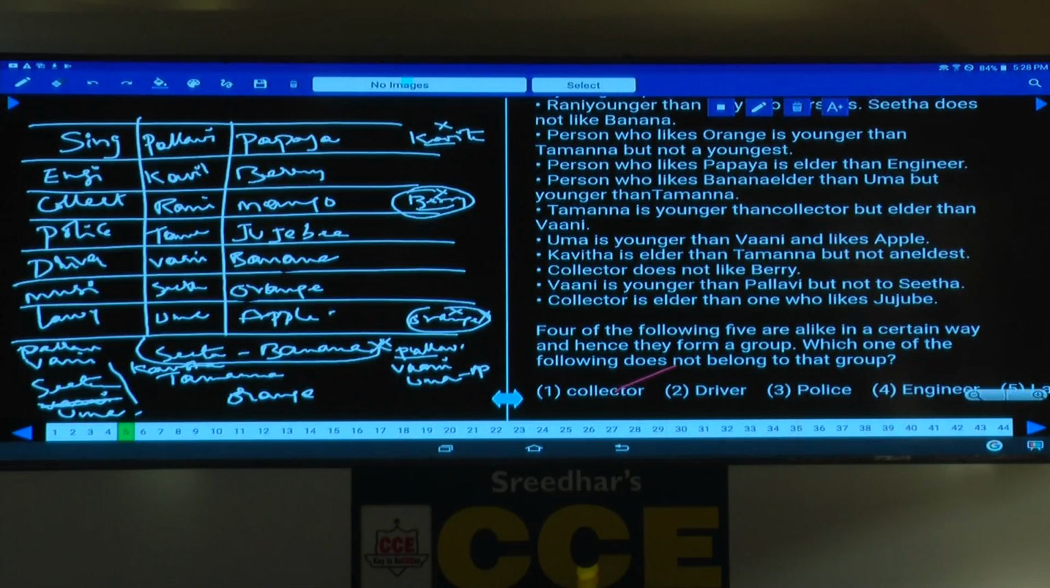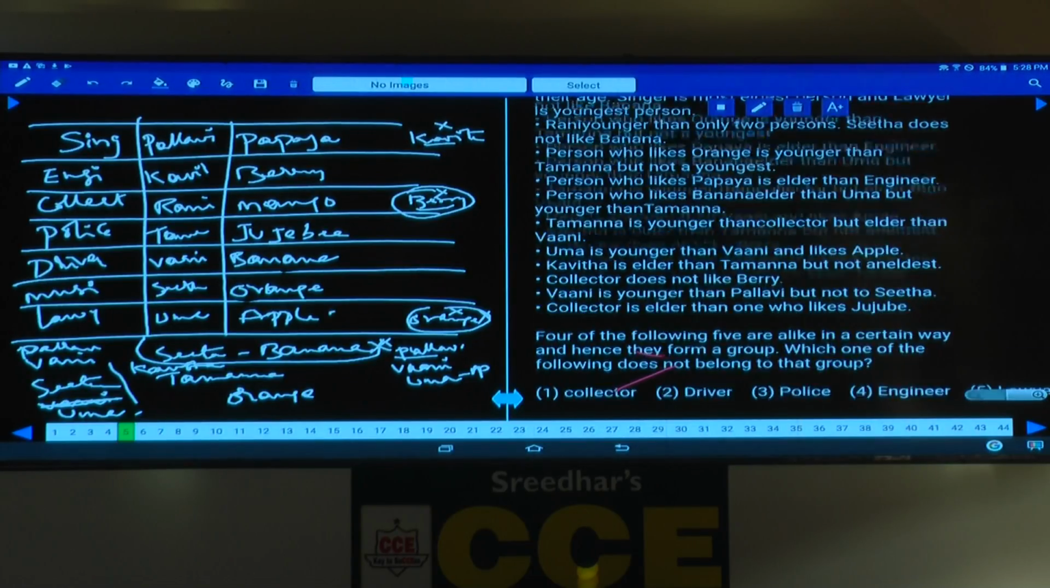Yes, any answer to this one? Could you identify any answer? Now there is no uniqueness among these persons, isn't it? The remaining 4 cannot be related in the same pattern. Four of the following. And which one of the following does not belong to that group? Collector. Now if you take the order of this one, in the hierarchical order also we cannot take this one. 1, 2, 3, 4, 5, 6, 7, we can take this way. Then collector is in the 3rd position.